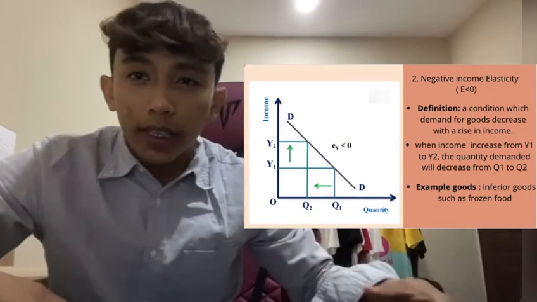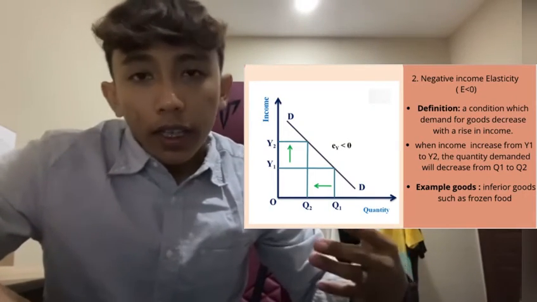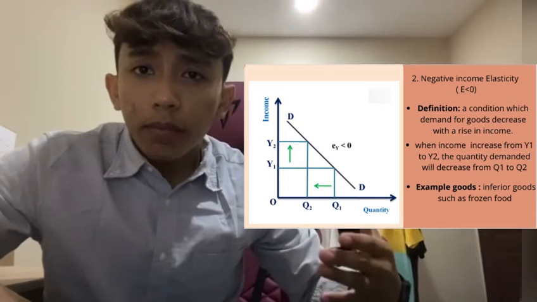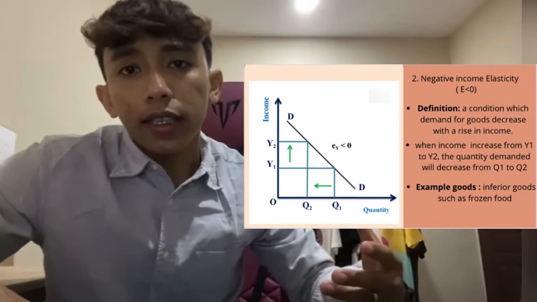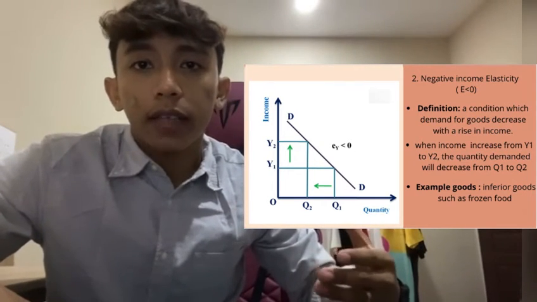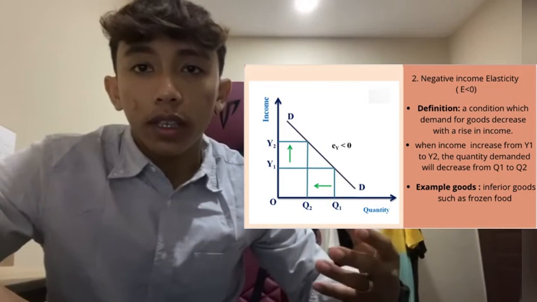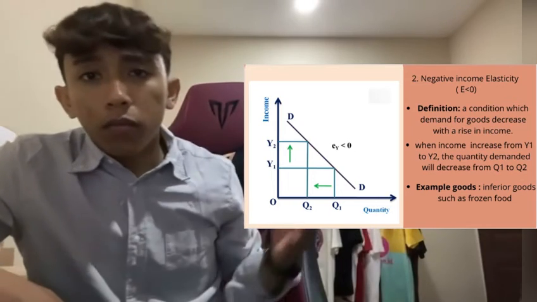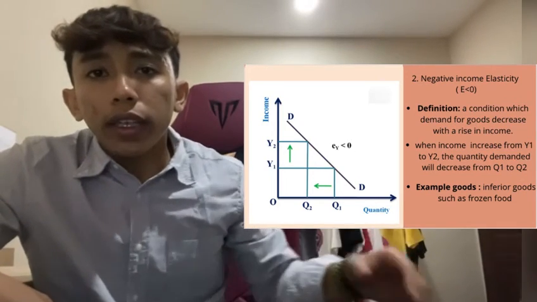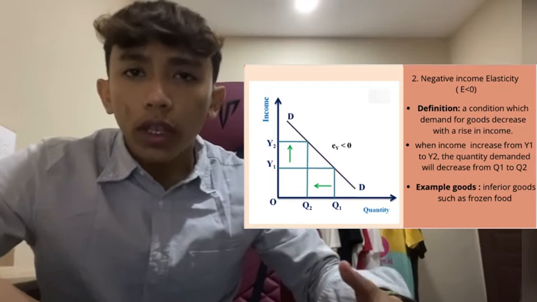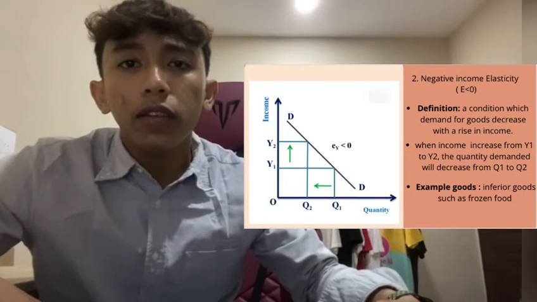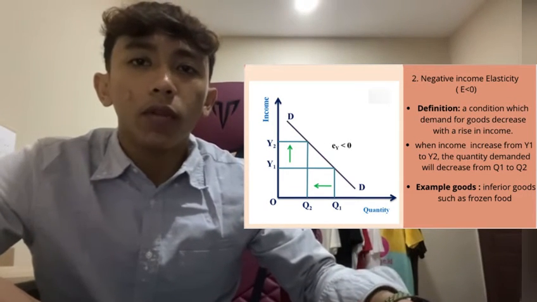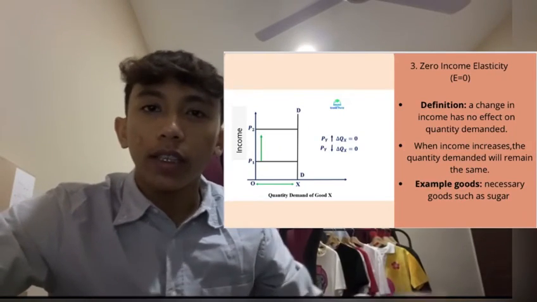Okay, next is negative income elasticity. It's a condition in which demand for goods decreases with a rise in income. Example, the good is an inferior good such as frozen food. Based on this figure, when income increases from Y1 to Y2, the quantity demanded for frozen food will decrease from Q1 to Q2.